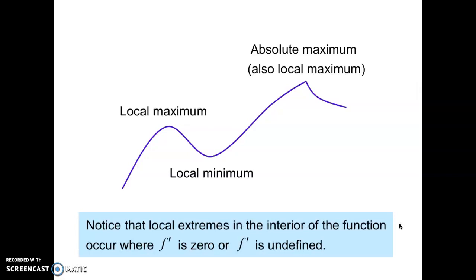I want you to notice, as we were doing that last exercise, that the local extremes that are not at the endpoints, in other words, the local extremes that are on the interior of the function, are occurring where either the derivative is zero, as in this case and this case, or where the derivative does not exist, as in that second case. So notice I have horizontal tangent lines here, and here I have no derivative because of the cusp or the sharp corner on the curve.